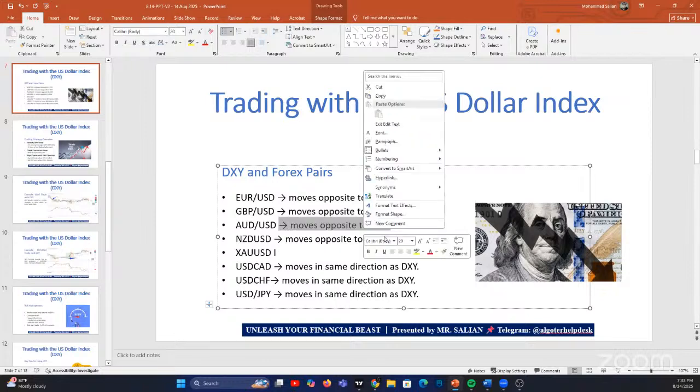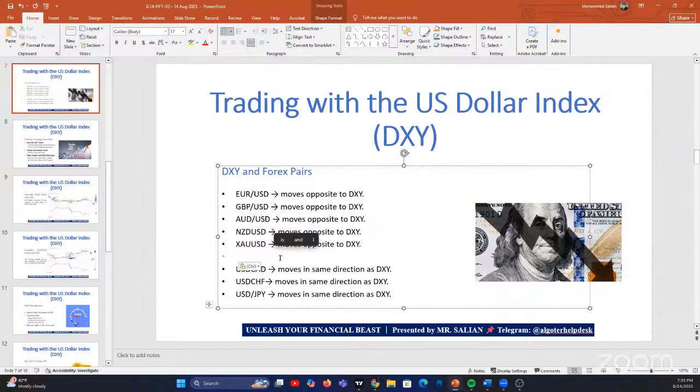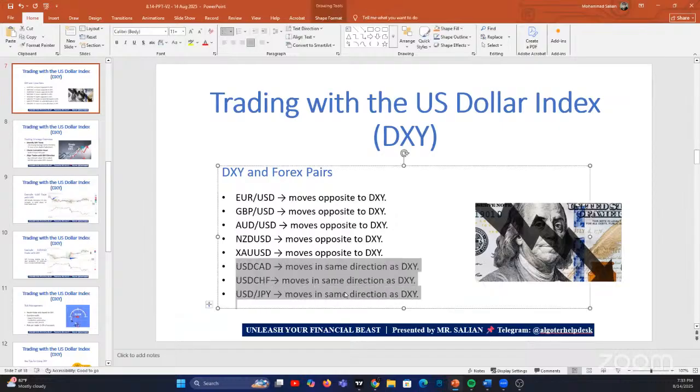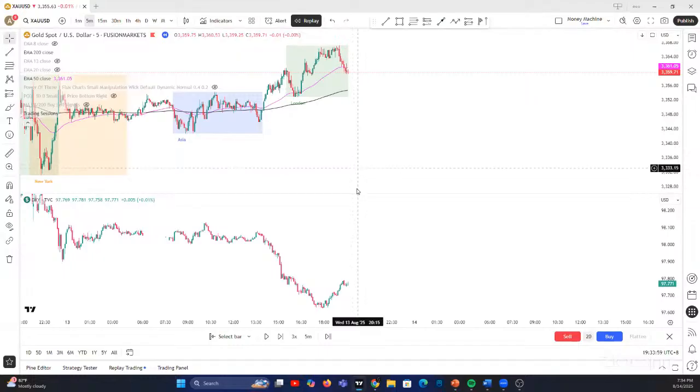All right. Copy. There. So gold will move opposite to the DXY. Always remember this. And these three pairs will move in the same direction as the DXY. You can always check this in your chart and you will notice this very easily. So what we will do now is let's see the price action, what it does.